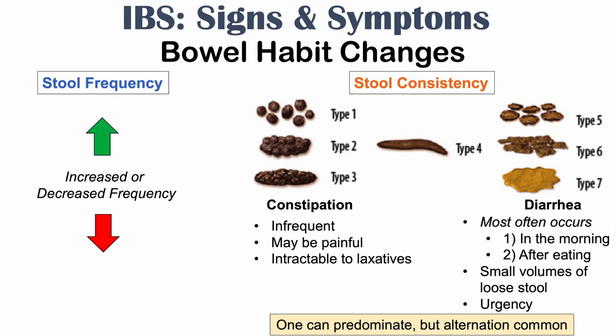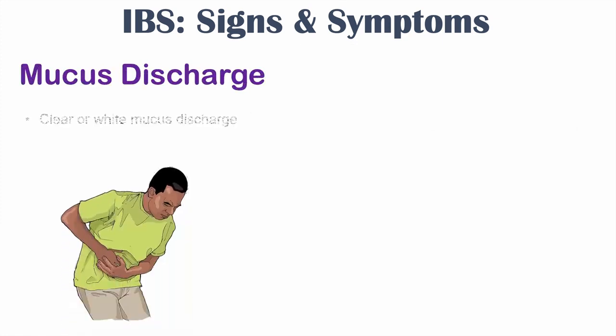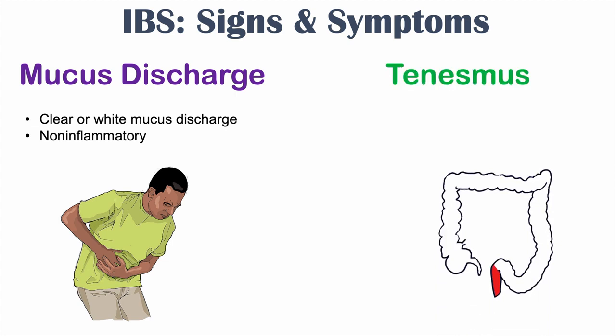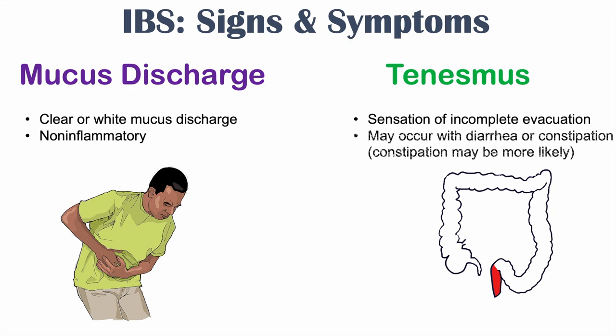Sometimes they can have issues with constipation, sometimes they can have issues with diarrhea, or they can have predominantly one or the other. Patients with IBS can also have issues with mucus discharge. This is often a clear or white mucus, and it is non-inflammatory in nature. They can also have issues with something known as tenesmus. Tenesmus is a sensation of incomplete evacuation. We can see this with patients who have predominant diarrhea or predominant constipation, although constipation is more likely to have a sensation of tenesmus or the sensation of incomplete evacuation.